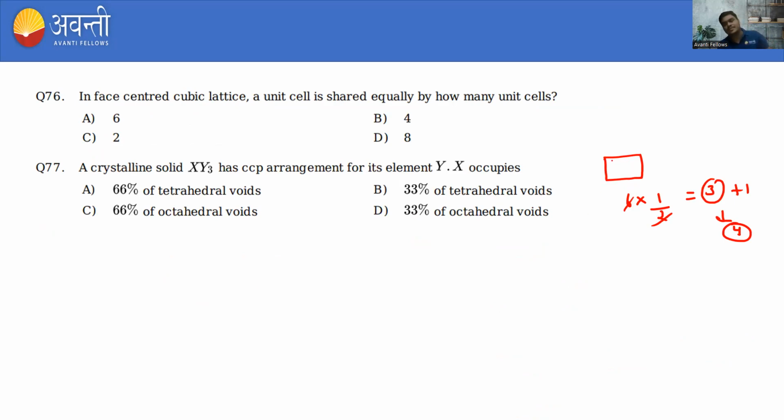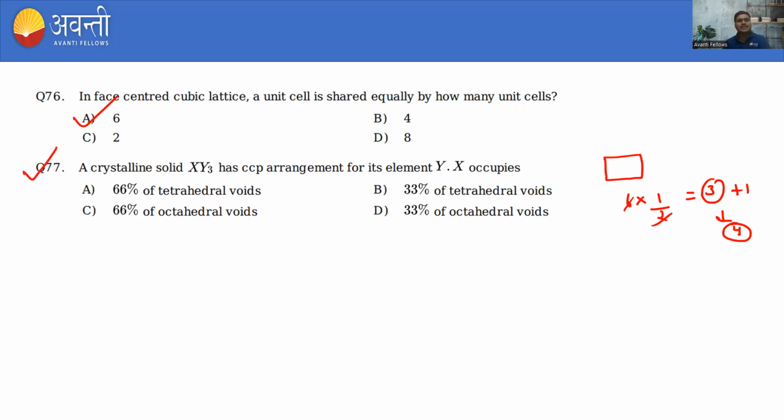Consider the example of your room as well. If your room has 6 faces, that is the bottom one, front one, sideways, right? So in total we have 6 faces. So how many unit cells share faces with this unit cell? That is 6. So the correct answer for this question number 76 is 6. This question is also from the solid state chapter. Now move to question number 77.